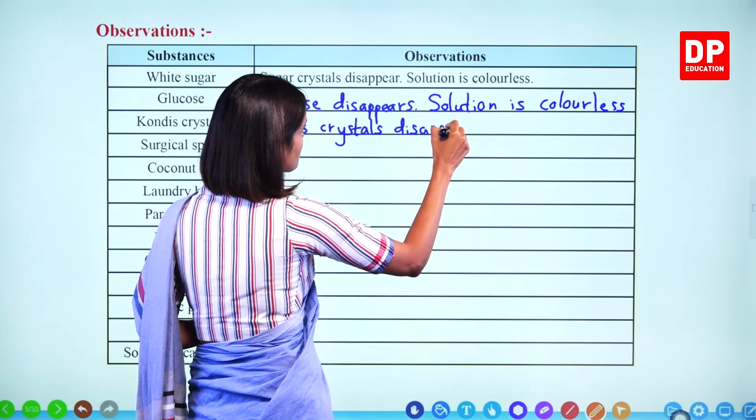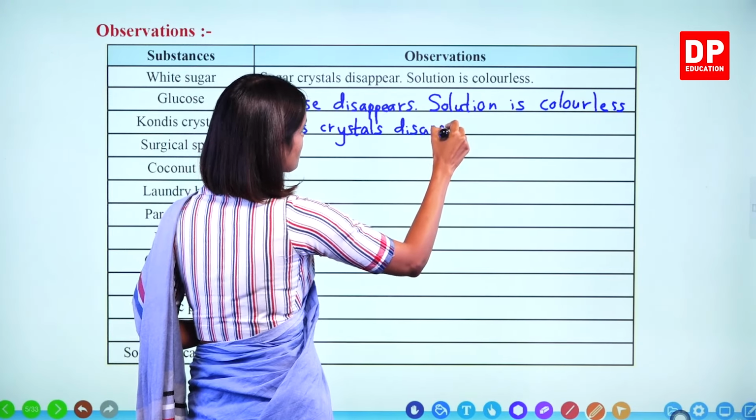So what happens in seawater, you can consider it as a salt solution. It's a type of salt solution. Different types of salts dissolve in it. What is the salt that we use in day-to-day life? Yes, that is sodium chloride. Right? So this is like a salt solution.